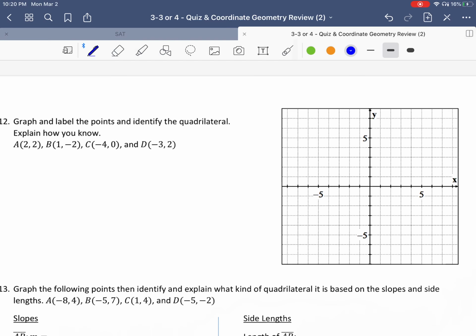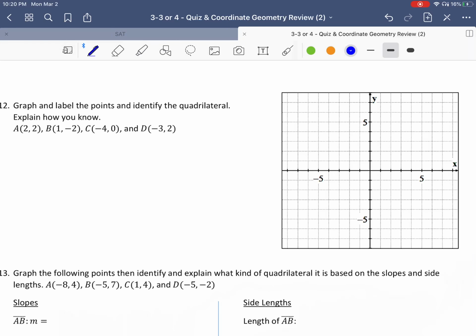Here's the math. You're going to graph and label the points and identify the quadrilateral. Explain how you know what kind of quadrilateral it is. So we have A, which is (2, 2) right there. B, (1, -2) is right there. C is (-4, 0). D is (-3, 2).